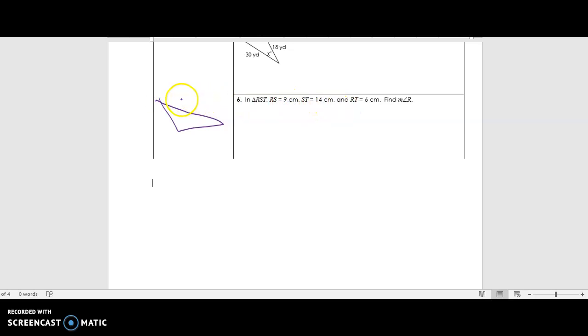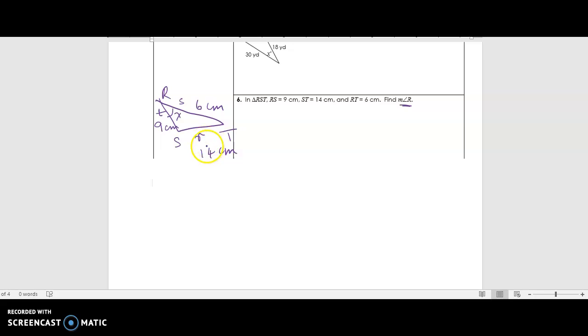Alright, so this is RST. Don't ask me why I drew this way. I just put it random. So this is going to be lowercase r, this is lowercase s, and this is lowercase t, just to make sure you get that. So RS is 9 centimeters, ST is 14 centimeters, which is here, and RT is 6 centimeters. We need to find measure of angle R, which is this.